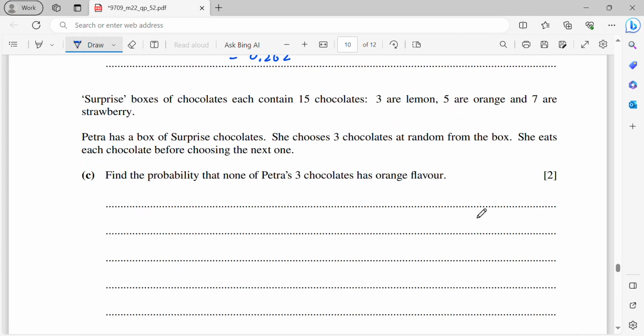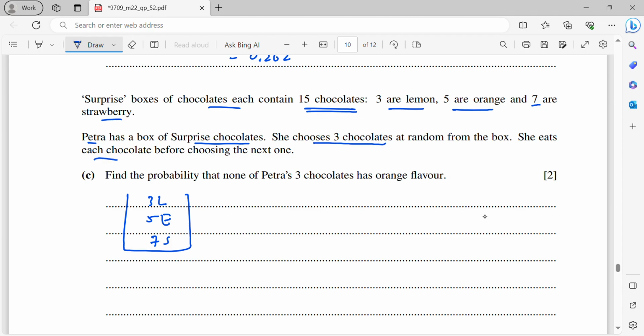Now, surprise boxes of chocolates. Each contain 15 chocolates, 3 lemon, 5 orange, and 7 strawberries. So here I have 3 lemon, 5 orange, 7 strawberries. Now, Petra has a box of surprise chocolates. She chooses 3 chocolates at random from the box. She eats each chocolate before choosing the next one. That means now you are choosing one by one.